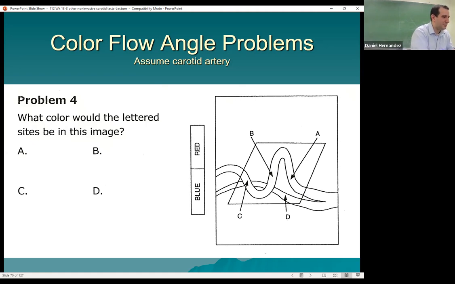So what color would be lettered at the sites imaged? Let's see, A. A would be red, right? It would be red, yeah. And then B blue. Yep. And then C red again.